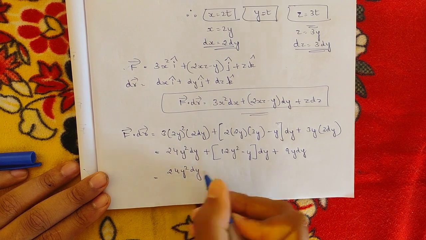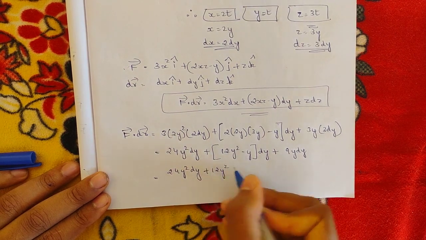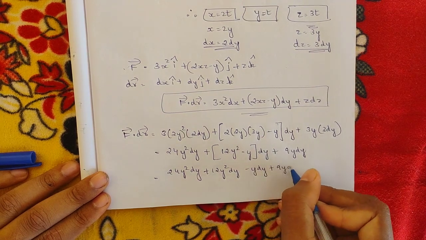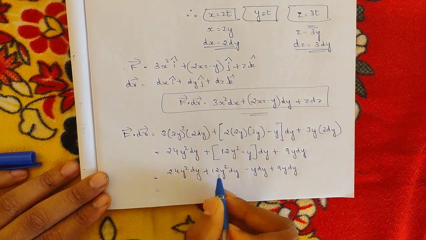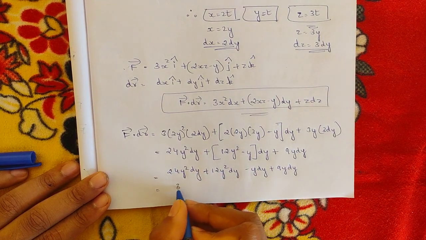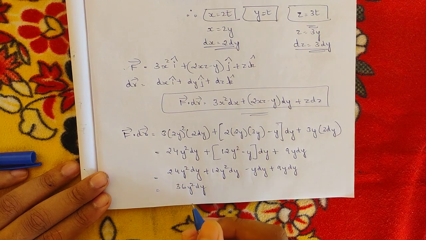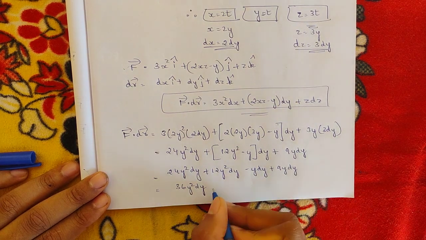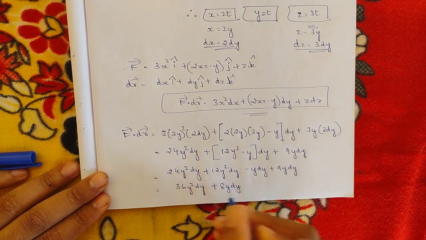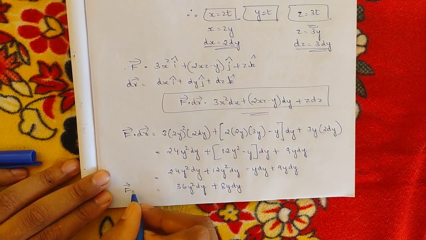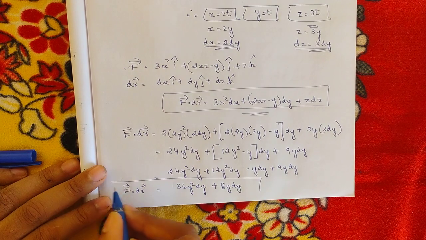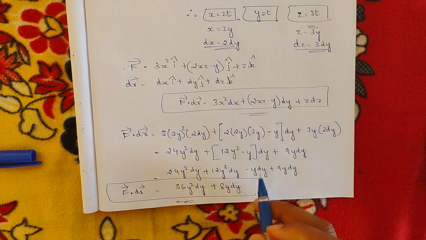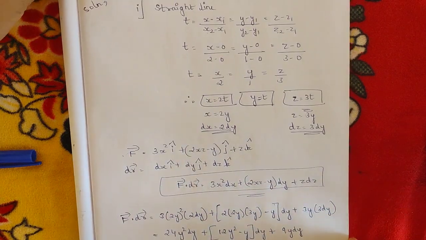24y² dy plus 12y² dy, I am multiplying, minus y dy plus 9y dy. So 24 plus 12 y² dy, that is equal to 36y² dy, and here we would be getting 9 minus 1, that is plus 8y dy, okay? So this is the value of f dot dr finally, 36y² dy plus 8y dy, okay? We have simplified this using the straight line equation, okay?